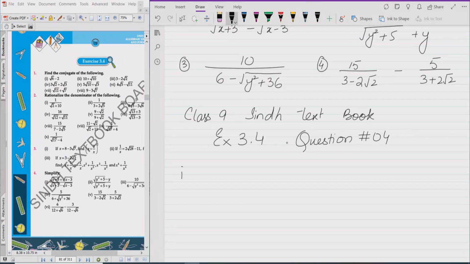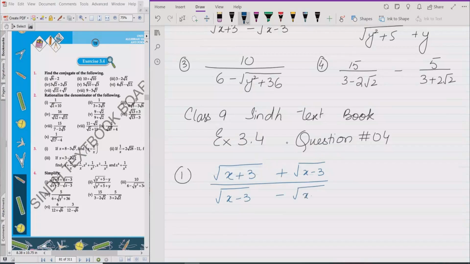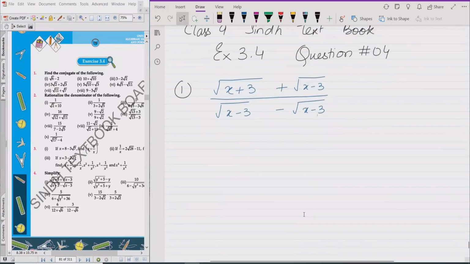Now question number 1 is (√(x+3) + √(x−3)) / (√(x+3) − √(x−3)), right? Now we have to simplify this question. So here we will apply the rationalization method.